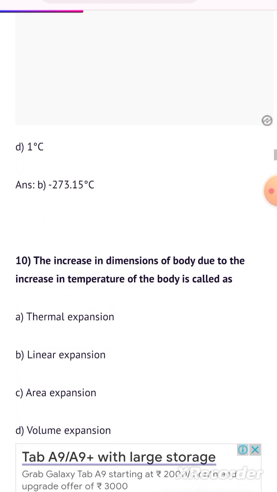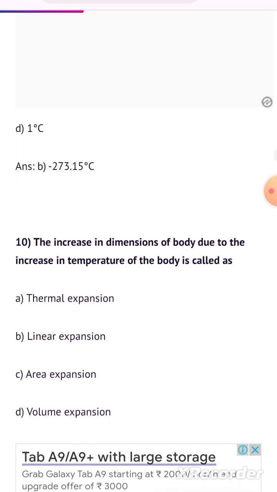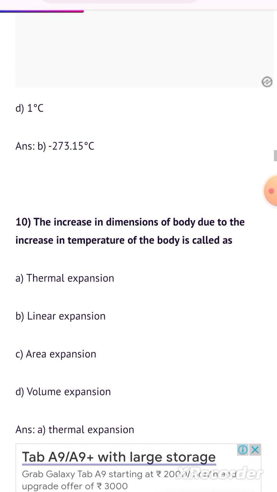The increase in dimensions of body due to the increase in temperature of the body is called as. So when you heat a substance, there is a high probability that the substance will expand, its dimensions will change. That's called thermal expansion. So if the dimensions change or increase, the substance is going through thermal expansion. Okay. Then we have another question.